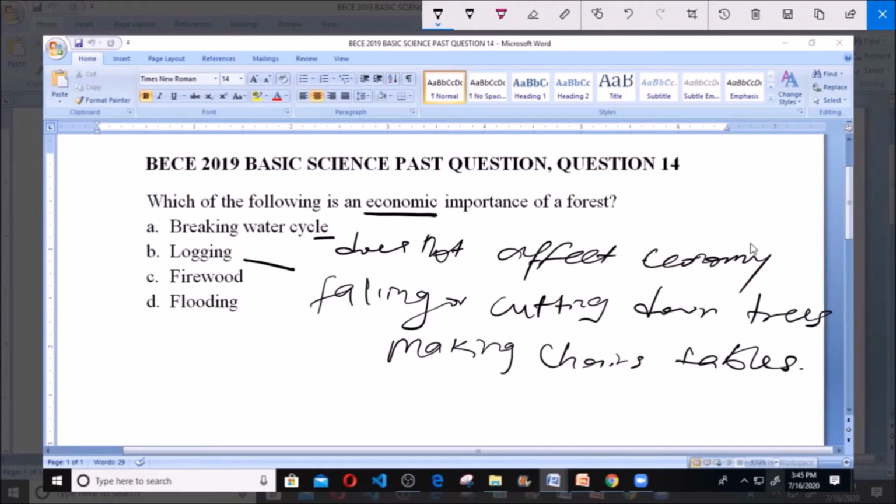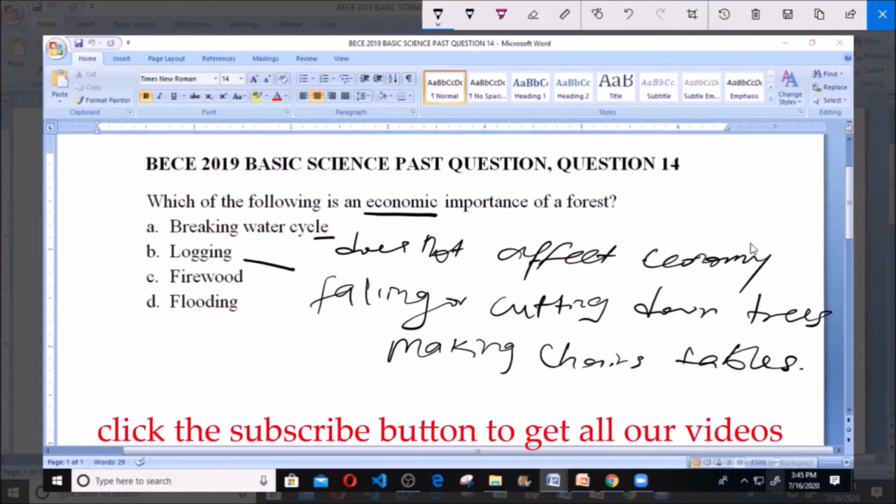Firewood, on the other hand, is just the burning of wood, using wood as firewood. You cut down trees and then you convert them to firewood. It doesn't have any importance on the economy. And D, flooding. Flooding also has no importance on the economy. So from this you see that our answer is B, which is logging.